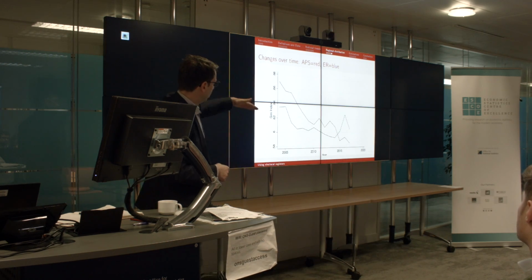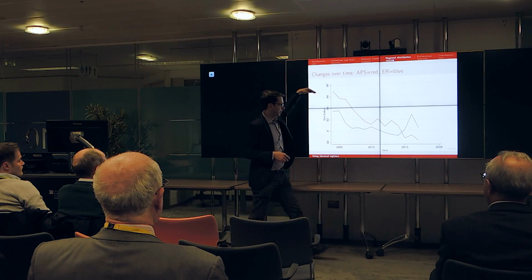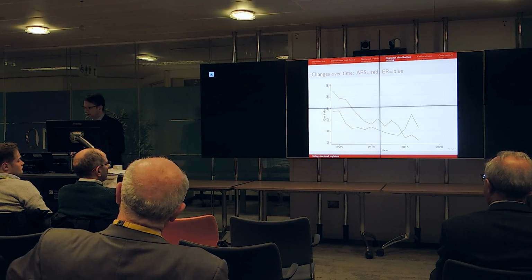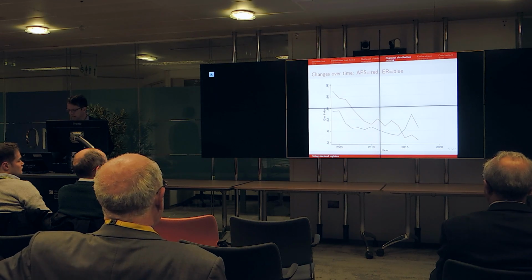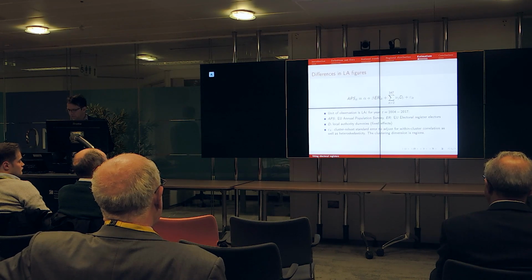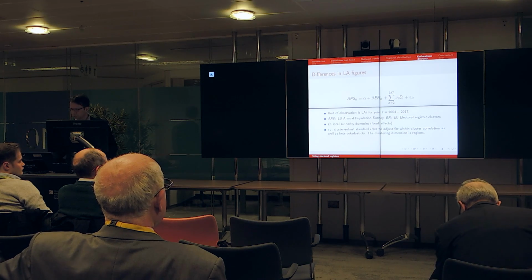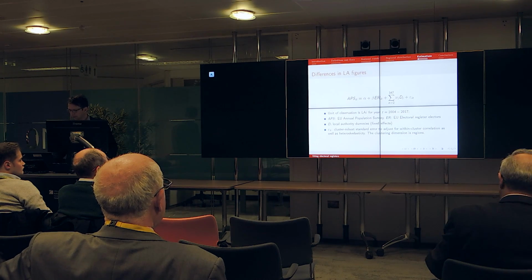But as well, you see that the change in inequality is actually following the same pattern across the APS and the electoral register again. So that's another way of apprehending the difference. Any questions?